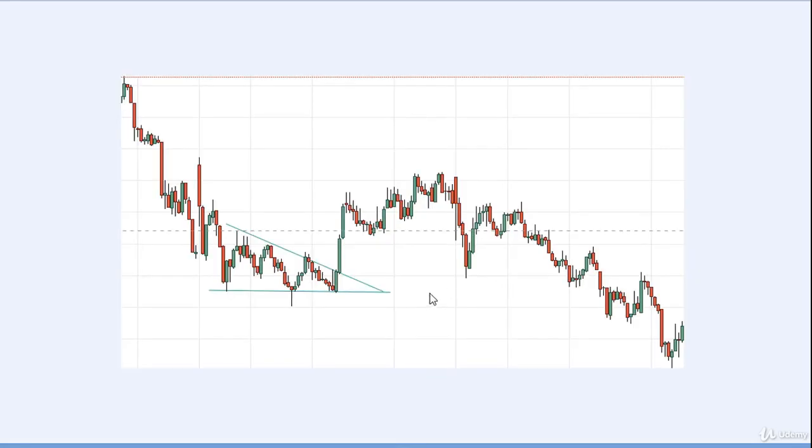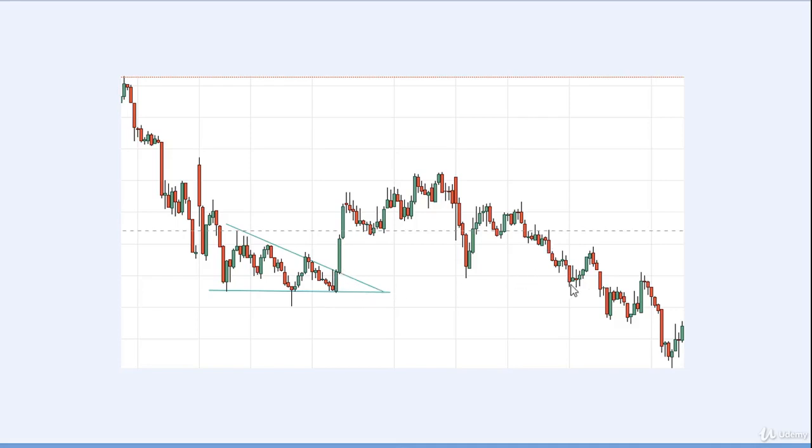This is an example of a descending triangle pattern. The prices are in a downtrend and they are making a descending triangle pattern here. Here we are getting a breakout in the upward direction, so we will not make any position here because this is a bearish pattern and we are getting a bullish breakout here.